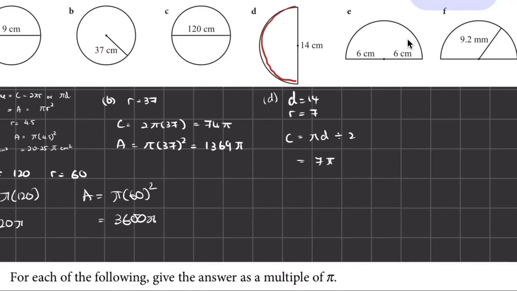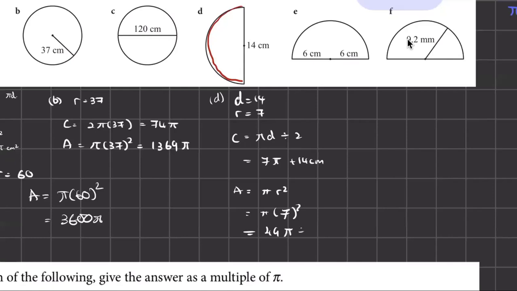So this is the circumference only. I need to add 14 centimeter. Remember that because that is the other side that we need to add here. Next, we need to calculate the area. Area is pi r squared. Pi 7 squared, 49 pi divided by 2. So we get 24.5 pi.